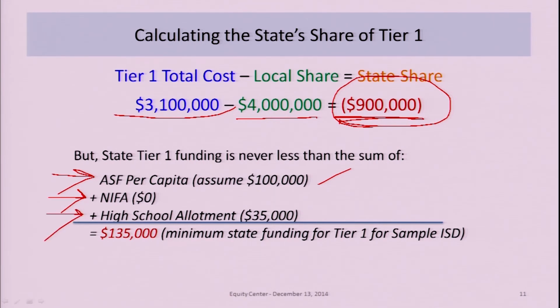And you also are guaranteed a high school allotment. And in this illustration, we've assumed $35,000 was what you got for that allotment. So you're guaranteed to receive $135,000. That's the minimum you can receive from the state. And so even though your local fund assignment exceeded your Tier 1 cost, you still get state money guaranteed, and this would be an illustration of that. And of course, we still have recapture to consider, which we're going to do in the next session.